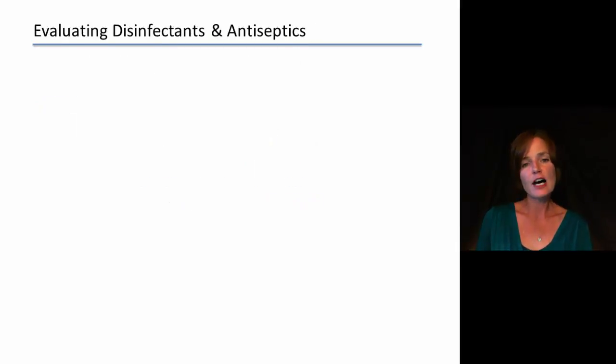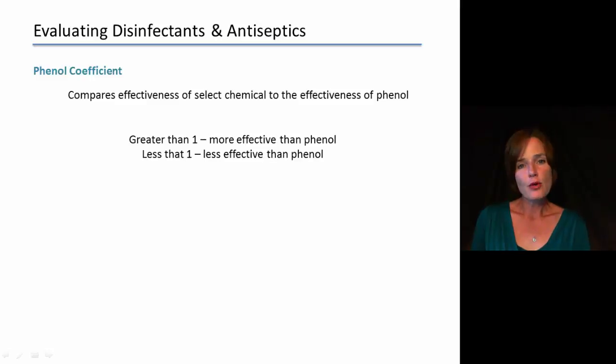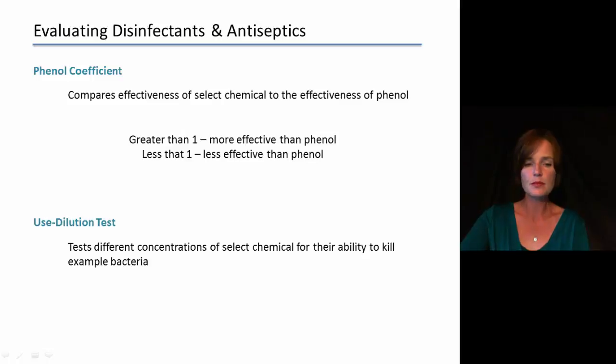If we did want to evaluate the overall effectiveness of disinfectants and antiseptics, we do have a few different techniques that we use for that. The phenol coefficient is a test that is going to compare the effectiveness of our chemical of choice to the effectiveness of phenol, which was one of the chemicals that we just spoke about. If something has a value greater than 1, that means that it is more effective in its overall kill power than phenol would be. If we have something that has a phenol coefficient of less than 1, that means that it's less effective than phenol. So we can get an overall idea of how well this is going to actually work for us.